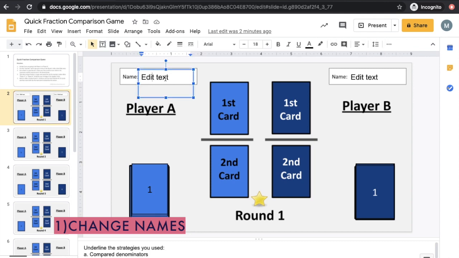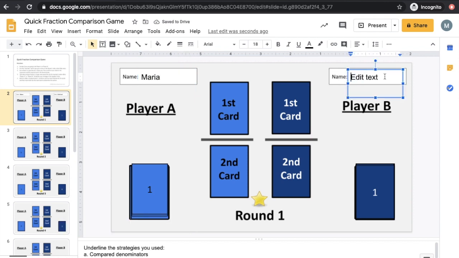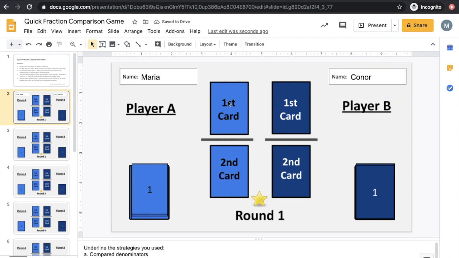The first thing I'm going to ask my students to do when they play this game is to just click on edit text and write their name. So I'm going to make my name here. Let's make my opponent's name. I'll do Connor. He's not here right now, but we'll pretend.